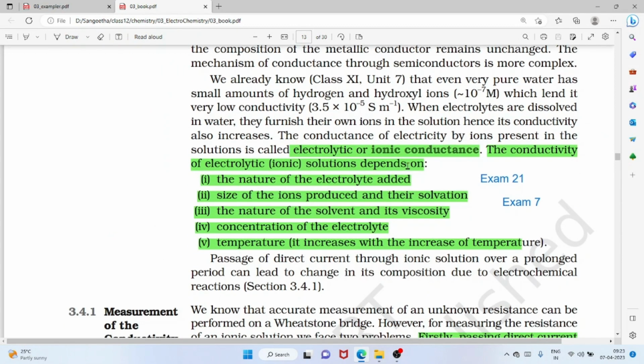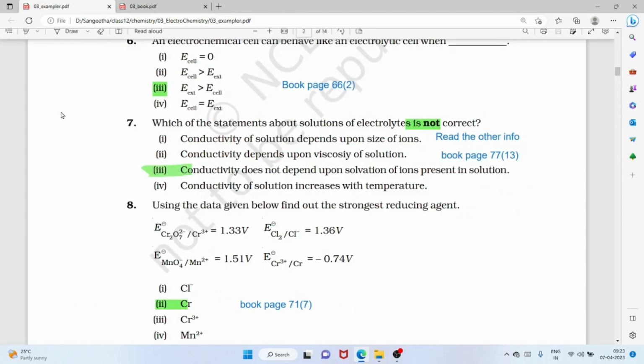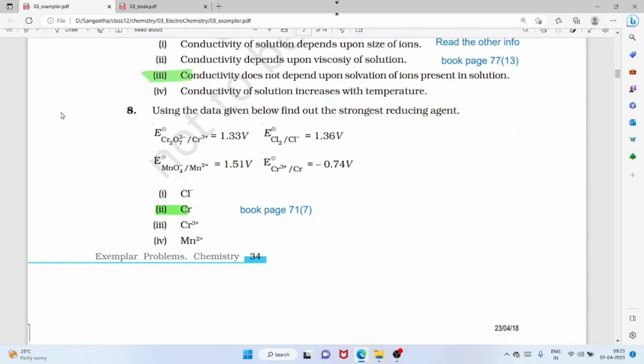See here, conductivity depends upon these parameters. Using the data given, the strong reducing agent is the one with the least voltage potential.